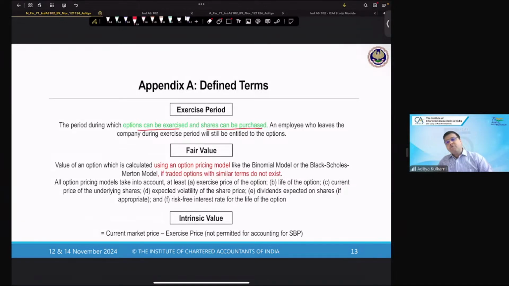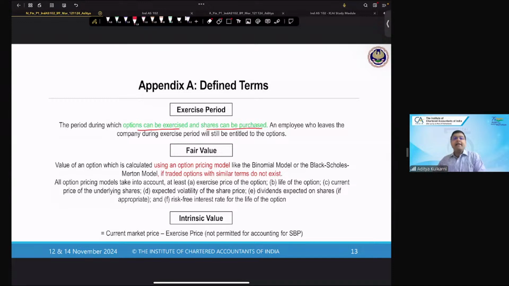Suppose an employee resigns in the exercise period. Will he be entitled to options? Answer is yes. He will be entitled to options. Why, sir? वो तो छोड़ के चला गया ना. हाँ, but when did he leave? He left after fulfilling all the conditions, after the options have vested in him.